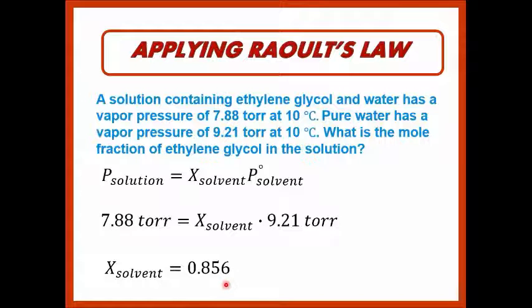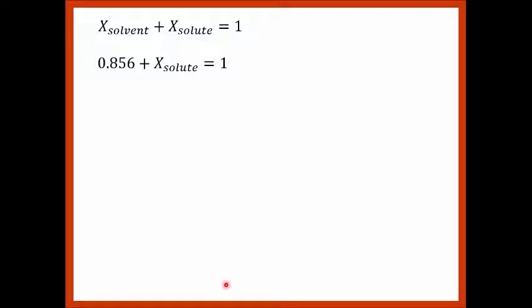But wait! The problem asks us to find the mole fraction of ethylene glycol in the solution, which is the solute, not the solvent. So then we need to recall the mole fraction of our solvent plus our solute has to be equal to the total solution, and therefore it is equal to 1. Plugging in the mole fraction of the solvent and then subtracting that value 0.856 on both sides to isolate the variable, we solve for the mole fraction of the solute, ethylene glycol, to be 0.144.